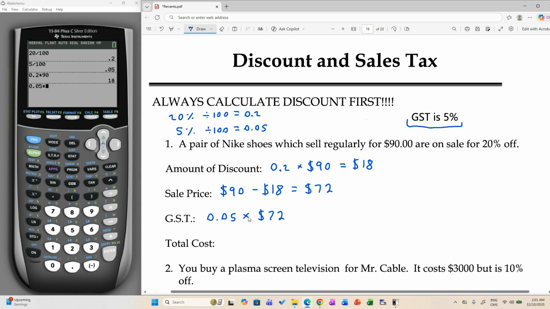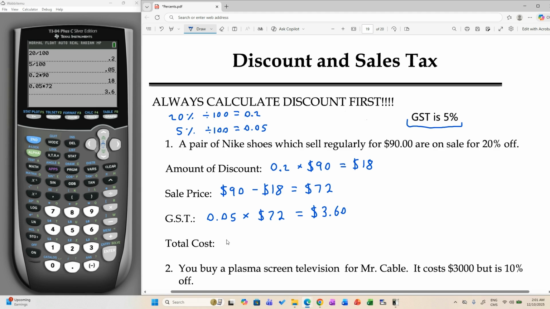So 0.05 times 72. The reason this works is because 0.05 is actually 5%, and I'm looking for 5% of 72. But to multiply it with a calculator, I have to first change the percent to a decimal. So now I have 0.05 times 72. Let's write that in our calculator. Hit equals, I get 3.6. So that means that GST must be $3.60.